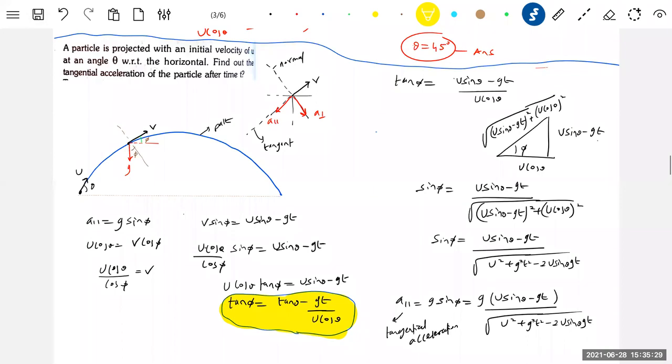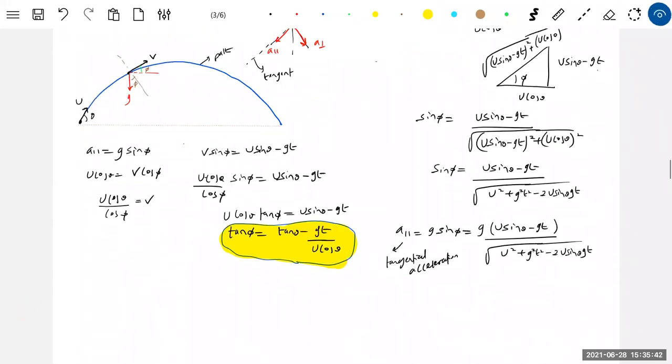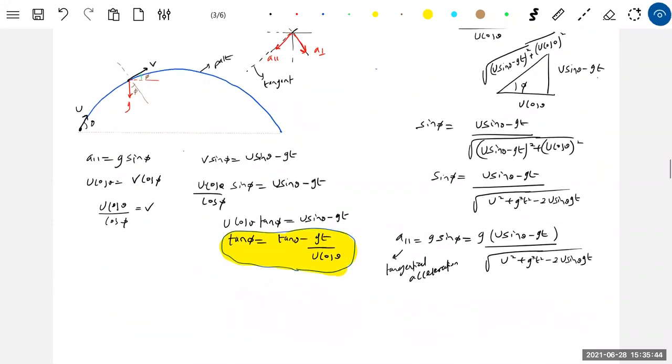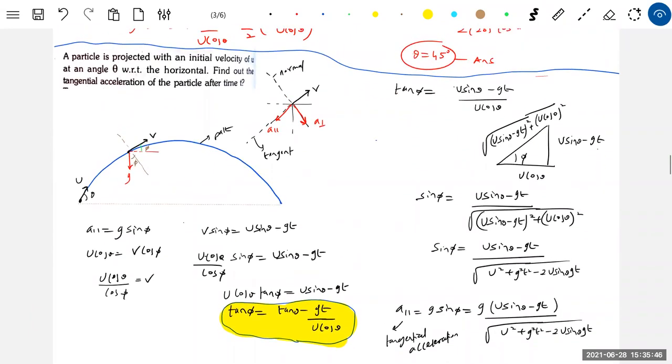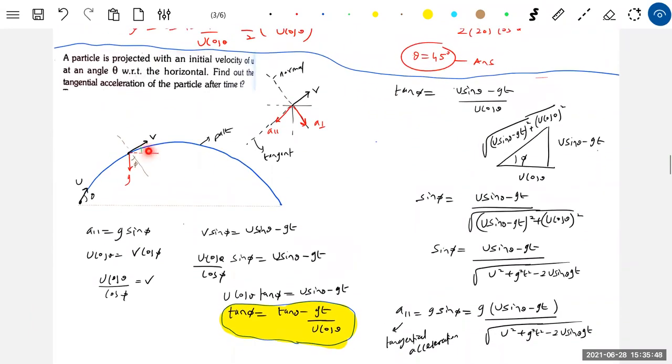Excuse me, sir. Could you please tell what is phi in that formula which you have written, sir? This one, which you have marked with yellow, sir. Tan phi equals tan theta minus gt by u cos theta. What is phi in it, sir? Phi is here. Are you not looking at it? Angle made by the velocity vector with the horizontal at any time t. Okay, sir. Here phi is available, no? Here I did the marking.